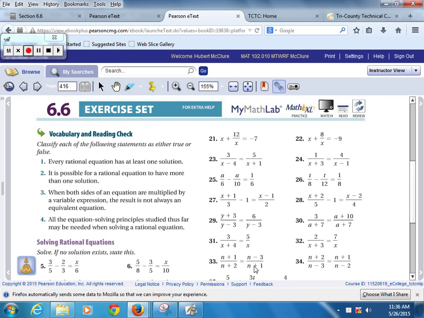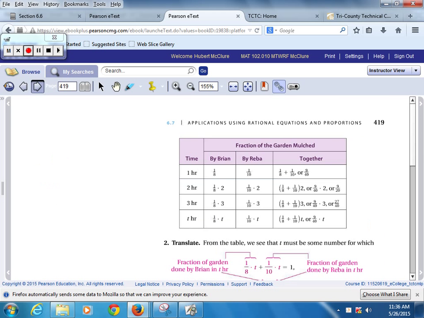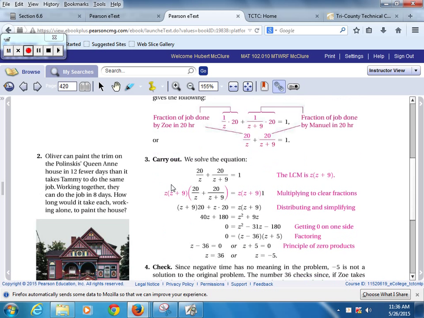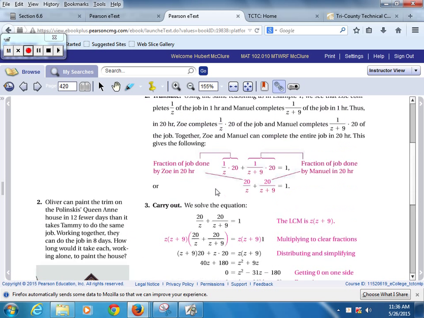How do we get on? This is 6.6. Well, it doesn't want to do it. No. Let's see what this one says.